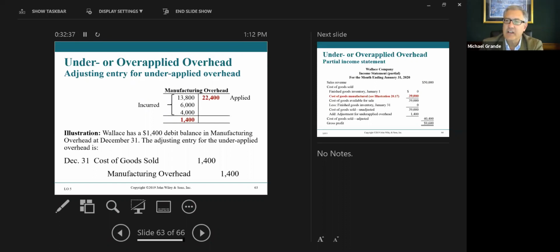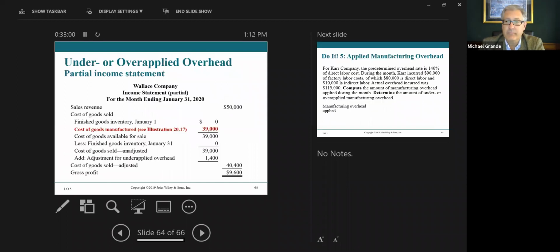The adjusting entry for the underapplied overhead is as follows. So you want to zero out manufacturing overhead. If you have a net debit, that means you're going to credit it for $1,400. And you know from financial accounting, in your journal entries, your debits have to equal your credits. You need a debit to the cost of goods sold. In other words, we increase the cost of goods sold by $1,400, and that's what this account does.